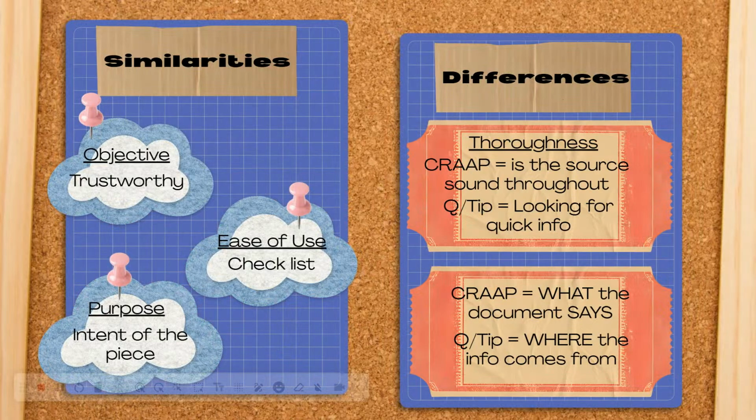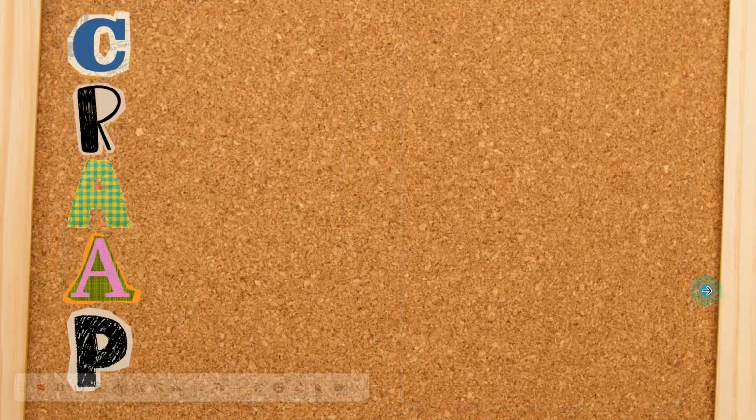Differences for sure, the thoroughness. I believe that the CRAAP method definitely is looking to see if the source is sound throughout, how in depth it goes into, whereas the Q-tip is more just looking for quick information. Is this something that I can use very quickly? Another one is basically the CRAAP looks at what the document actually says, whereas the Q-tip is mainly focused more on where the information is actually coming from.